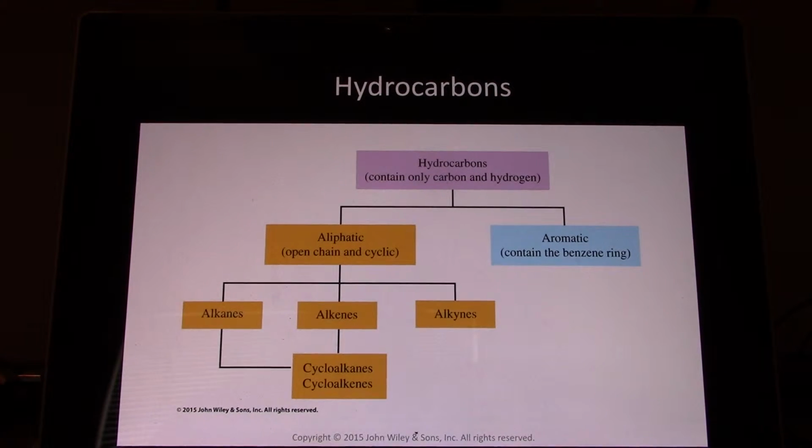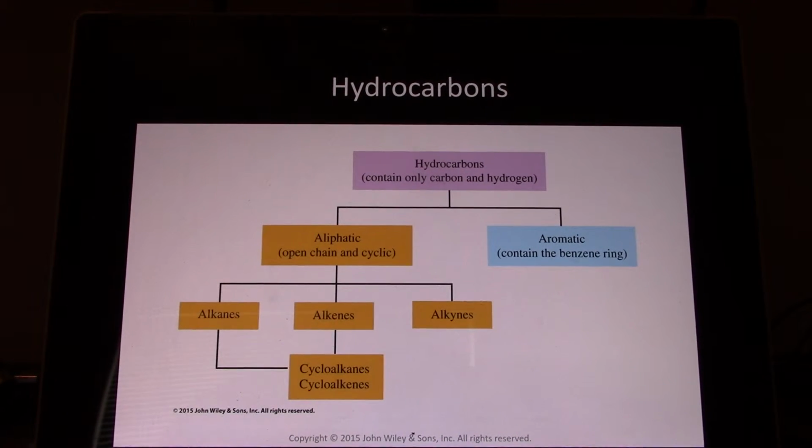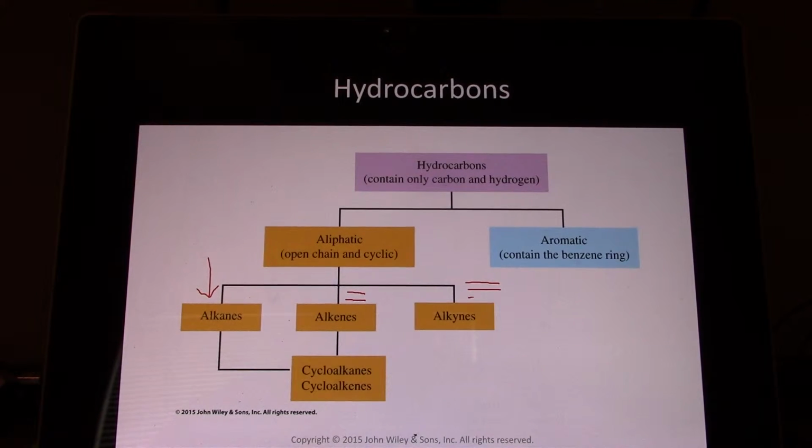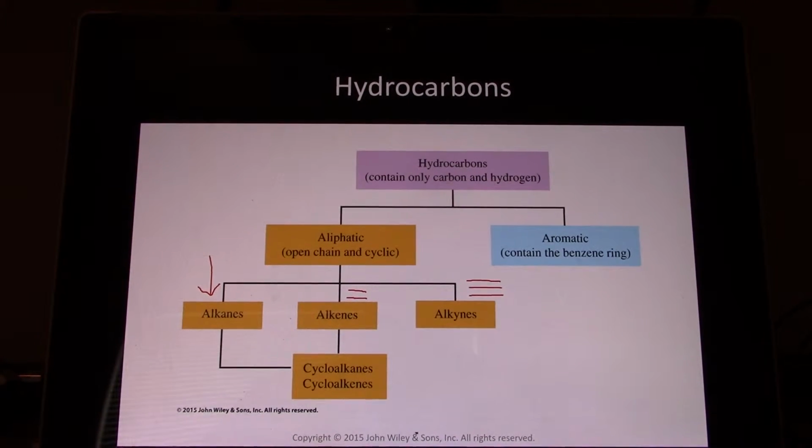Aliphatic is what we've looked at so far, open chain carbons. Aromatic groups have benzene rings, and that we will cover later. And if there's only single bonds, we have an alkane. If there's a double bond, we have an alkene. And if there's a triple bond, we have an alkyne. And if there's a single or double bond and it's circular, you have a cycloalkane or a cycloalkene. For example, cyclohexane looks like that. Or cyclohexene looks like that.